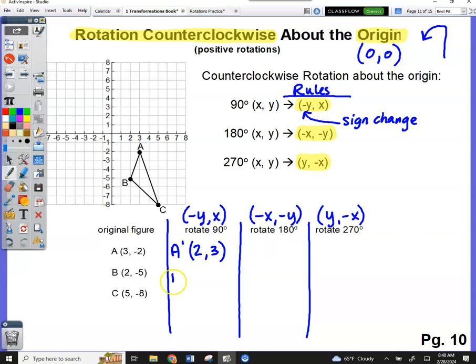My next one, I've got 2, negative 5. Change the sign of y. Read it out loud in your head. So that's 2, 5. Pick the y up and shift it to the front. So that's 5, 2. Then I've got 5, negative 8. Change the sign of negative 8. That gives me positive 8. Pick it up, shift it to the front. So I've got 8, 5.